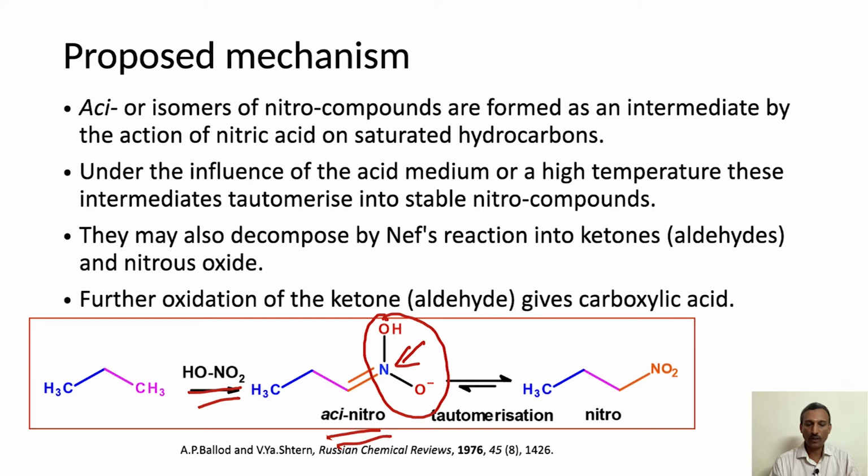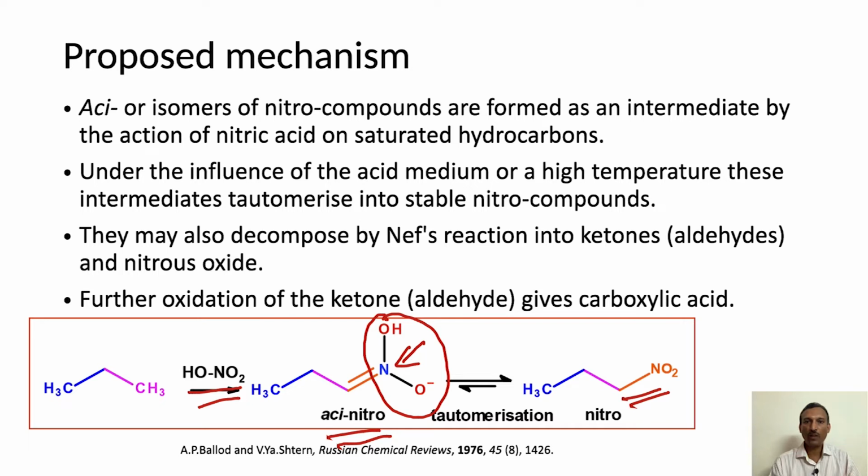Once we get the aci-nitro form, this undergoes tautomerization to give the nitro compound, because this aci-nitro formation can be used to explain the other oxidized products. We are getting aldehydes, ketones and other things.